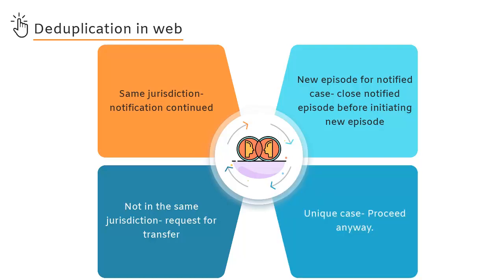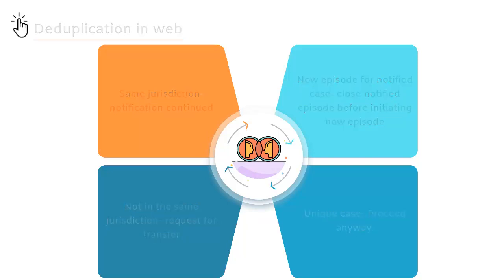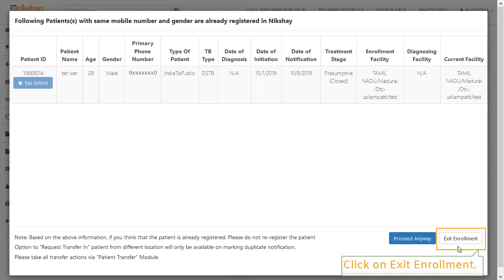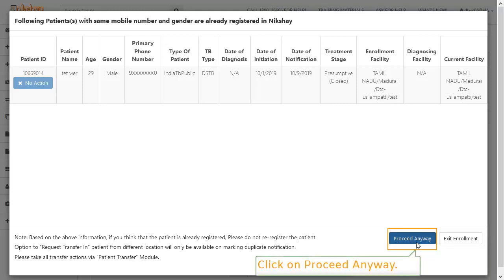If the user finds that the case is unique, for example, in a family where a daughter and the mother are using the same mobile number and both are diagnosed with TB, then though the gender and mobile number match, both the cases are unique and the user should click proceed anyway. If the user selects exit enrollment, then the enrollment form will be closed. If the user selects proceed anyway and continues with the enrollment, such records are marked as duplicate when the case is notified as a confirmed TB case.